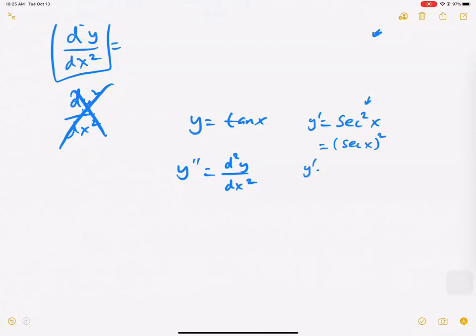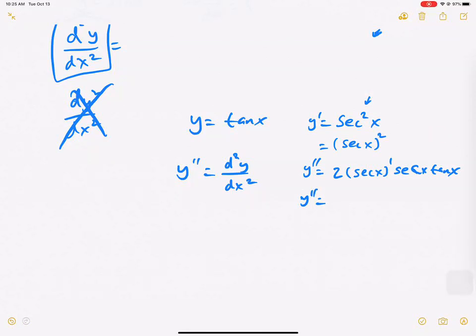y prime is equal to 2, leave the inside alone, secant x, times 1. And if you remember what the derivative of secant is, it's secant tangent. So our y prime... Sorry, that's our second derivative, my bad.